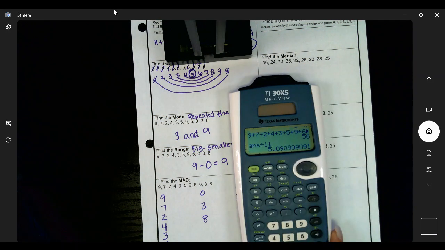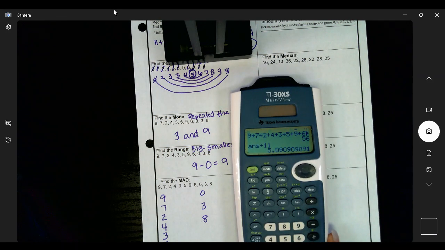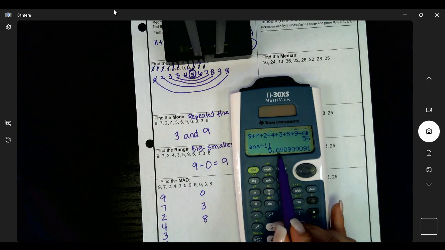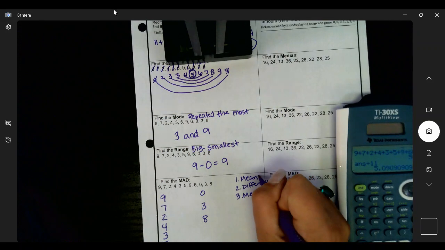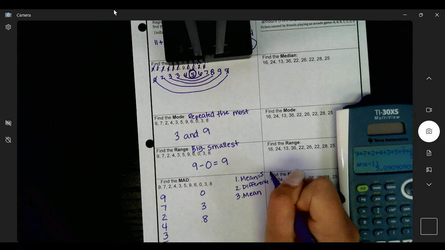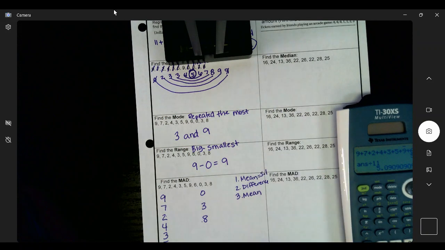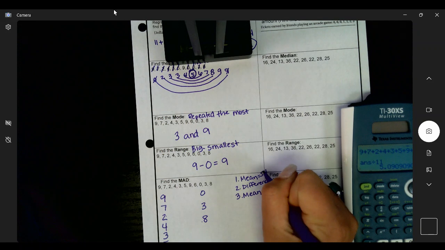I get this really long number here. But what I want you to do is round it to the nearest tenths place. And the tenths place is right behind the decimal. So we have a 0 there. So that 0 is going to look behind to the 9. And that 9 is going to tell the 0, oh, it's time, you got to go up. So our mean right now is 5.1.